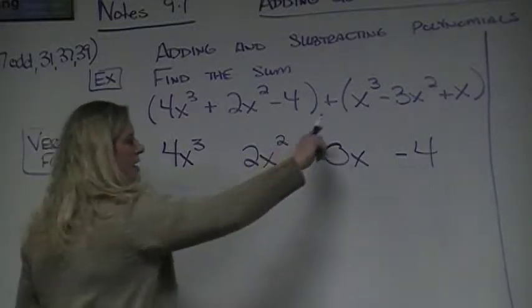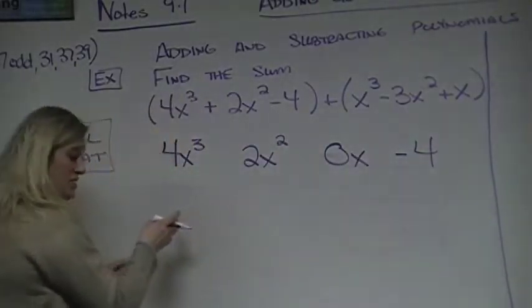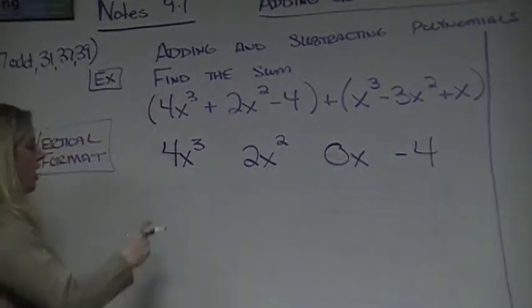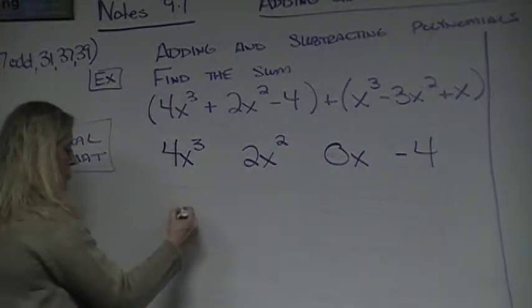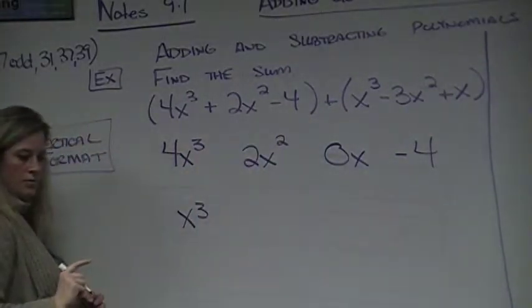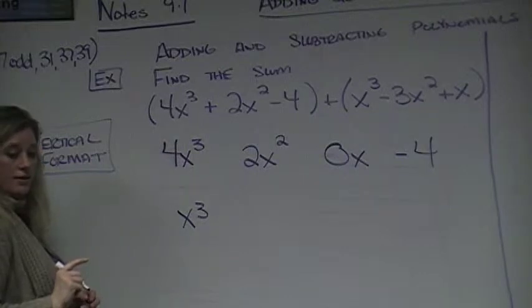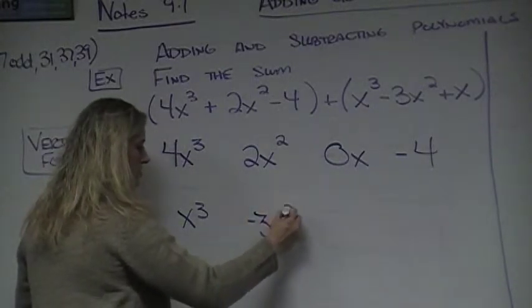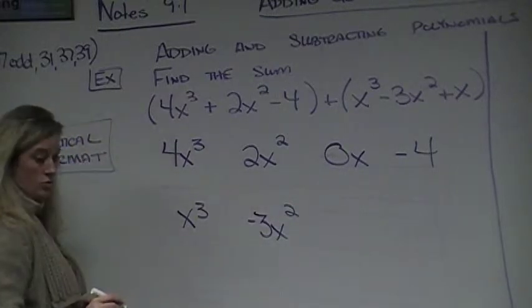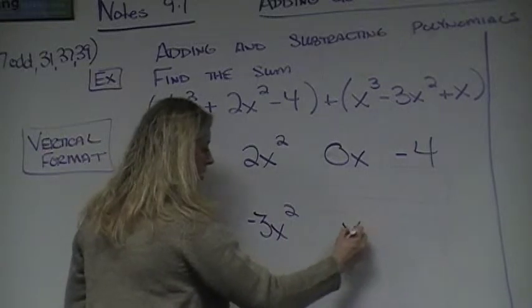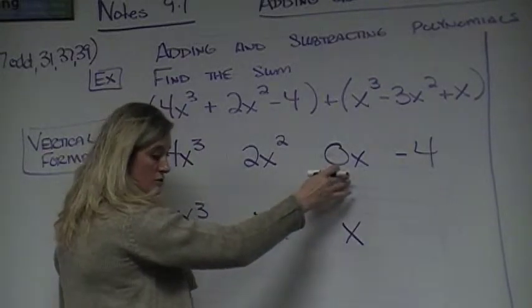Now let's go ahead and put this underneath these in the right columns. Where would the x to the third go? Underneath the 4x to the third, so let's put that here. Where does the -3x squared go? Underneath the 2x squared, right? The -3x squared would go underneath the 2x squared. Where does the x go? Under the 0x, right?